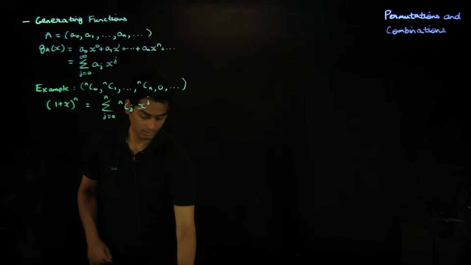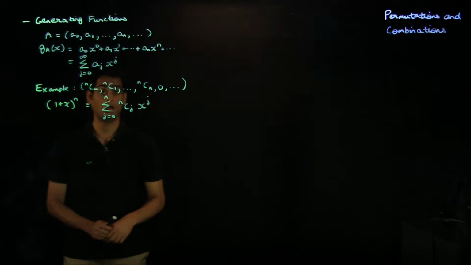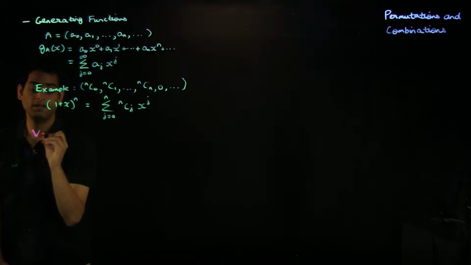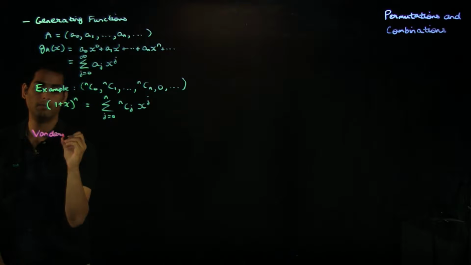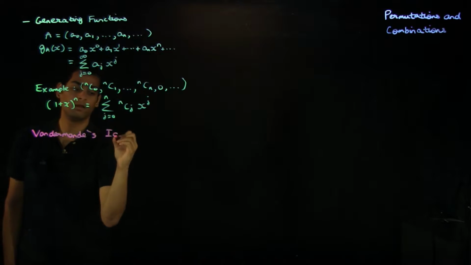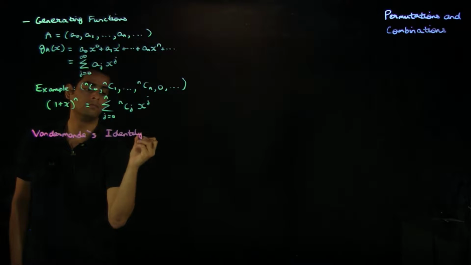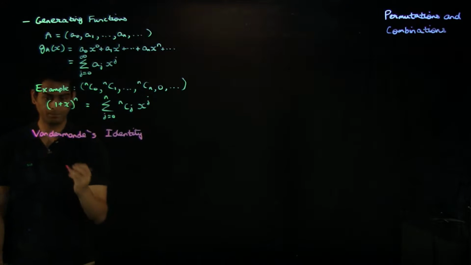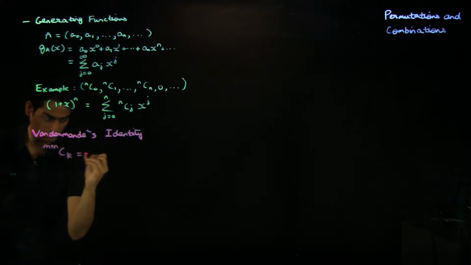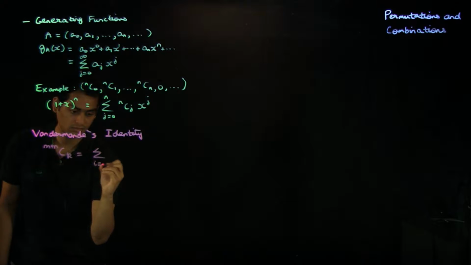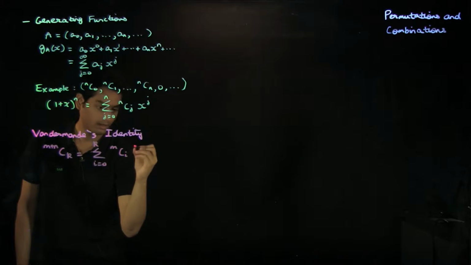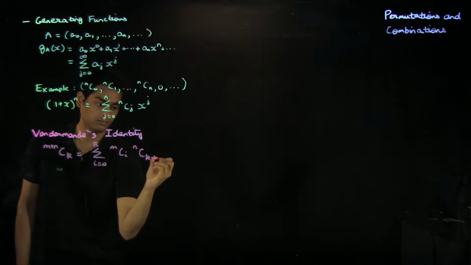So let's look at an application of generating functions towards deriving useful identities. A reasonably famous identity in combinatorics is called Vandermonde's identity, and the identity goes as follows. It states that m plus n choose k equals summation i equals 0 to k, m choose i, n choose k minus i.